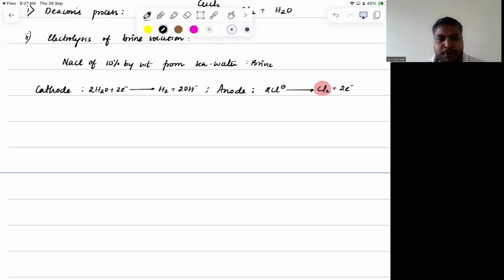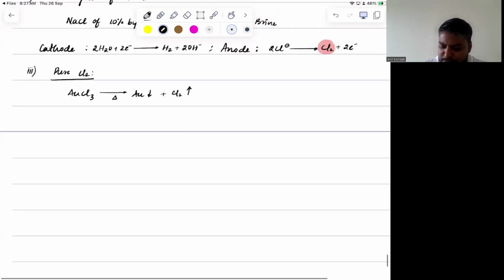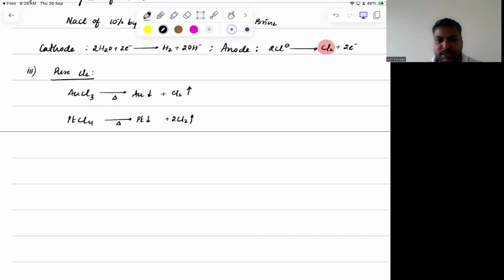Next, if you want to get ultra pure Cl2, then we can use simply gold chlorides and heat it strongly. Gold will get deposited, Cl2 gas will come. No impurities here. Same is the case with platinum. PtCl4 on heating, platinum will deposit and I'll get 2 moles of Cl2. These are simple ways of getting Cl2.